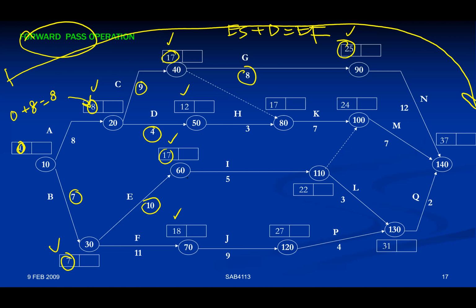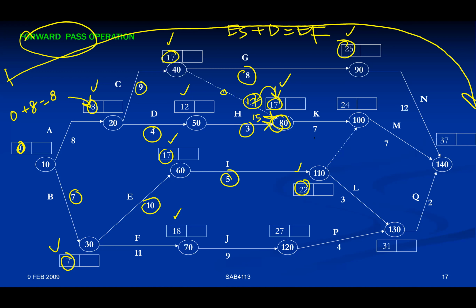How about H? For this H, there are two arrows coming in. When there are two arrows, you evaluate one by one. First, for the dummy activity, which has zero duration, 17 plus zero is equivalent to 17. Alternatively, from 12 for H, 12 plus 3 equivalent to 15. So for sure, 17 is the bigger value that should be put into this box. Then for I, 17 plus 5 equivalent to 22.